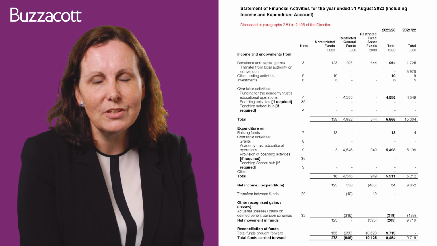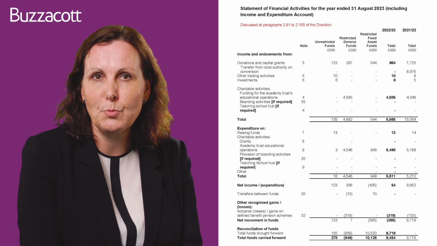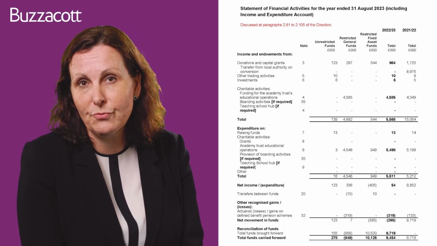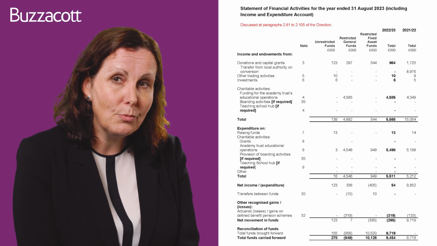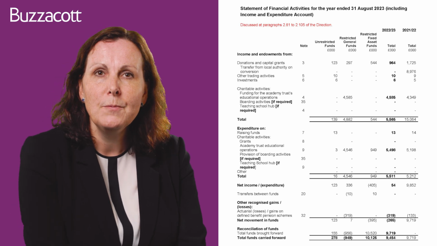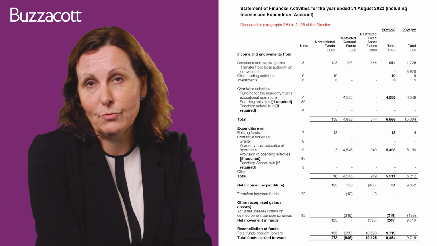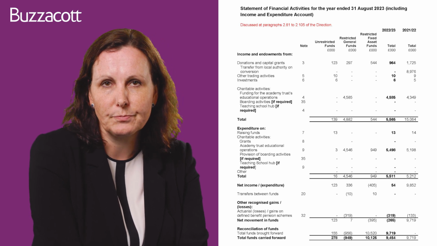So the presentation of this very much follows the requirements of the charity statement of recommended practice. And therefore you have fund accounting within this primary statement. Typically, within a trust set of accounts, you'll have 3 fund columns, and then coming to the total for the year with the total for the prior year as well.